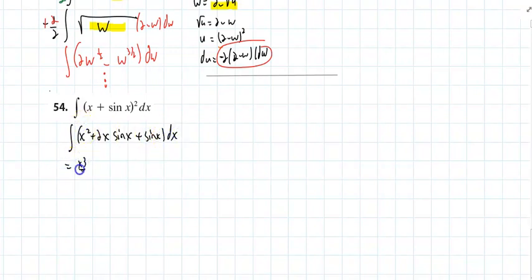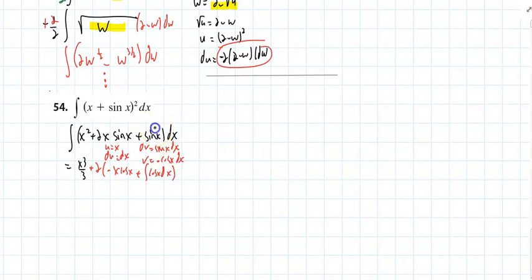This is x cubed over 3. Here, I'm going to get twice if I let u equal x, du is dx, and dv is sine of x dx, so v is negative cosine of x. So that's negative x cosine of x plus the integral of cosine of x dx.